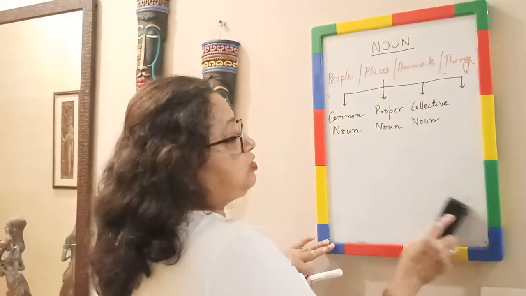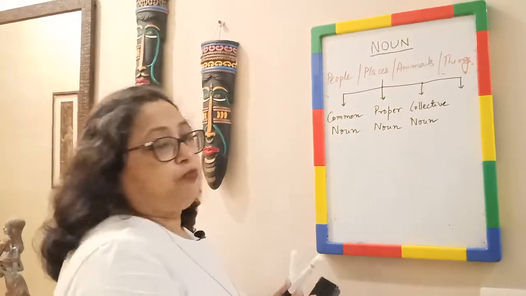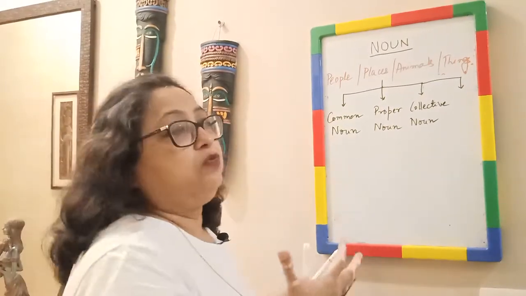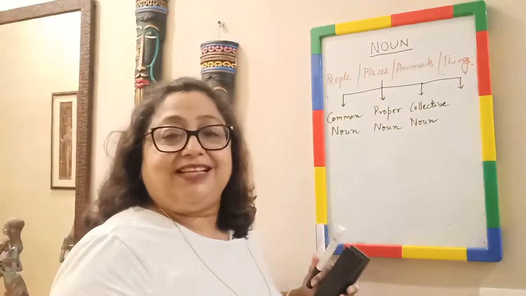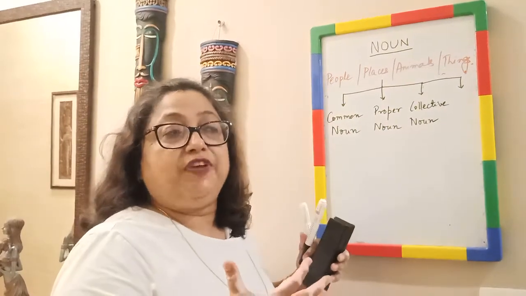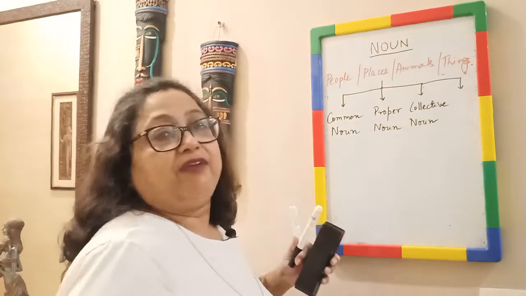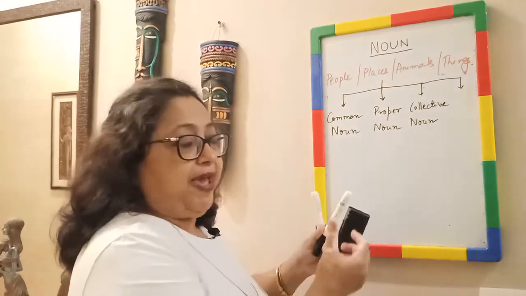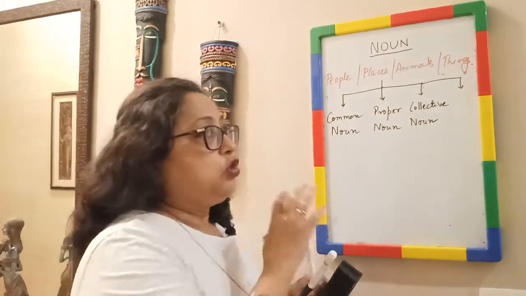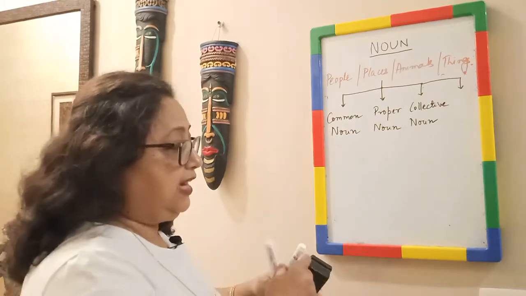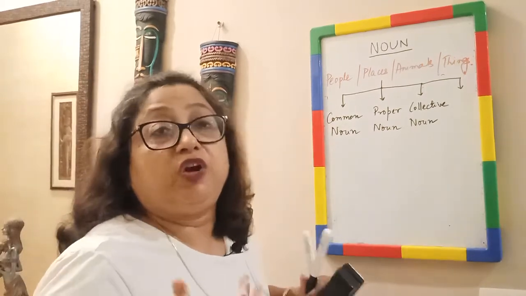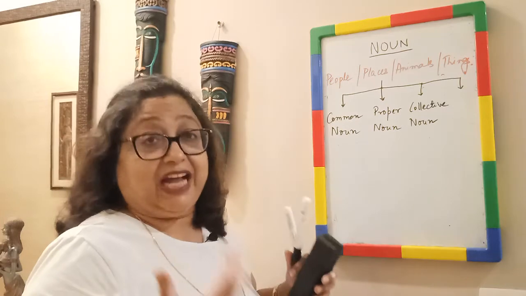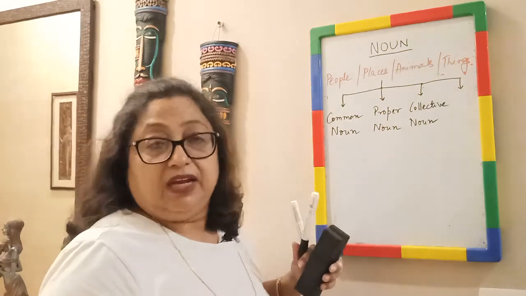Now, when we are speaking of these common nouns, proper nouns or collective nouns, these are nouns we can touch or see. Suppose a boy, we can see a boy; we can touch a pen, pencil, eraser, dust, or whatever. So these nouns basically fall in the group of concrete nouns. Concrete means which we can touch, which we can see.